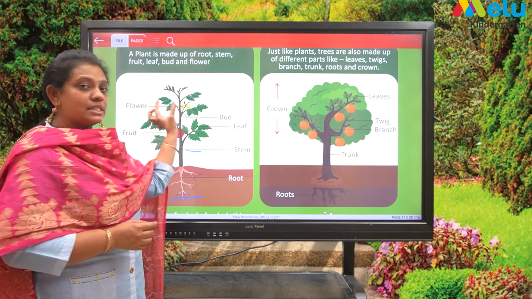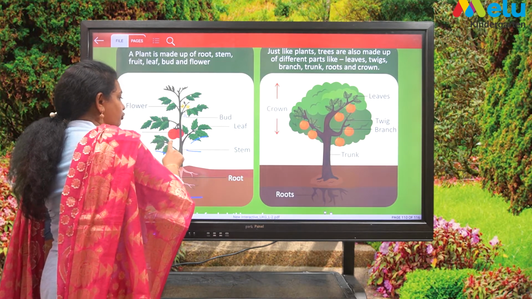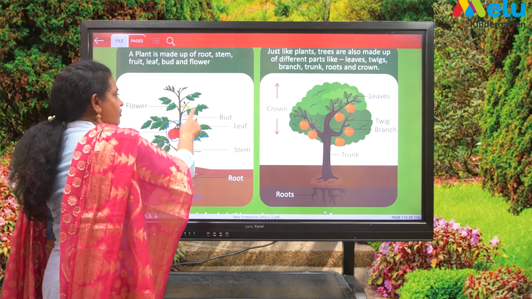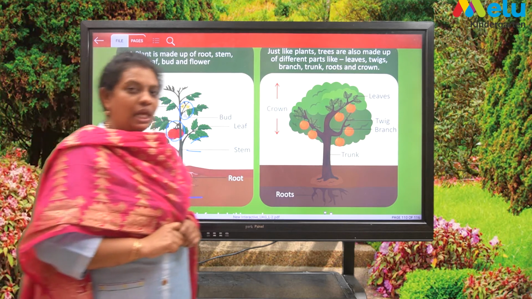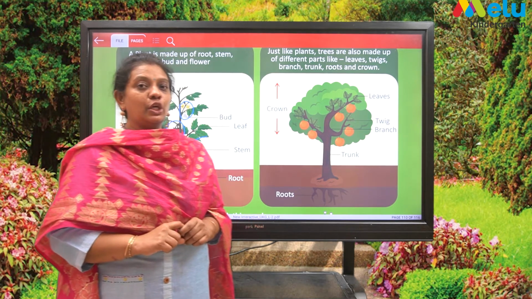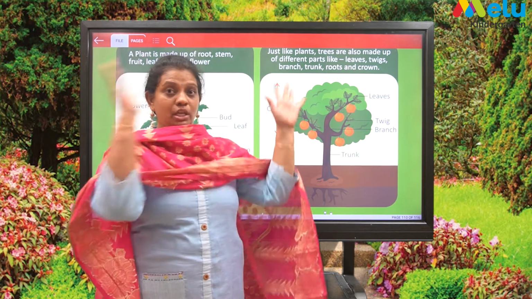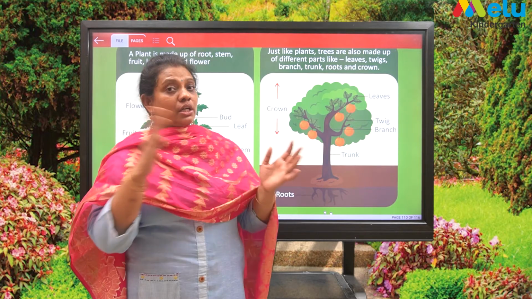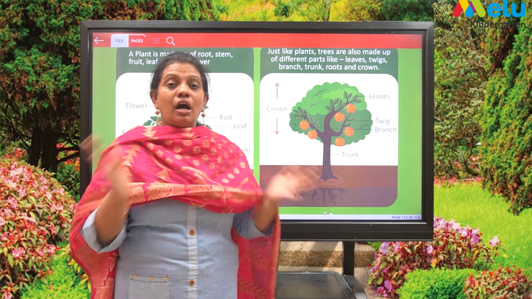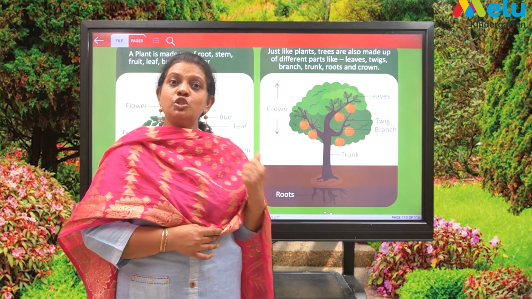And on the stem we can see leaves, fruits, flowers, and this is a bud. Okay, and plants can grow only to a particular height, children. They will not grow very big. But the plants which can grow very big and wide are called trees. And they are very strong.